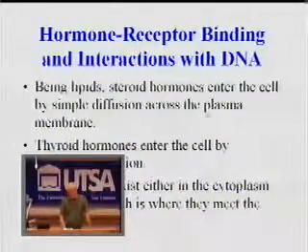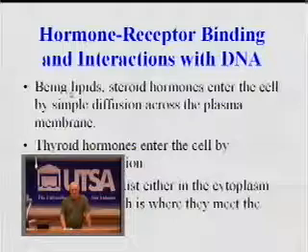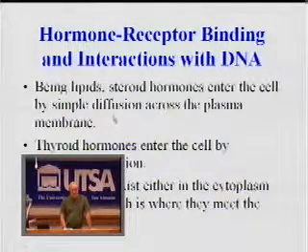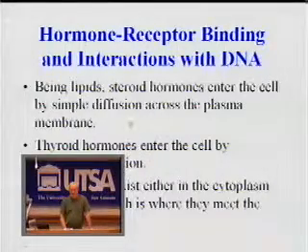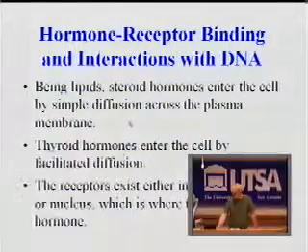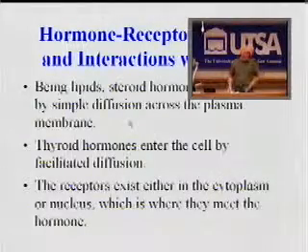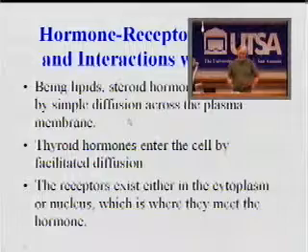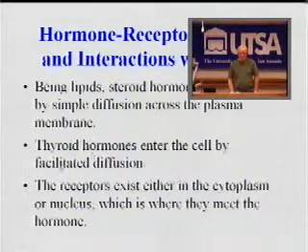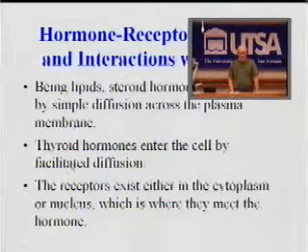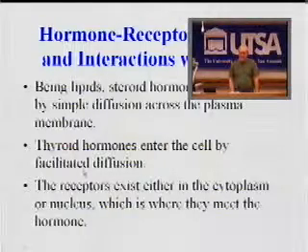So the binding and the interaction with the DNA. Obviously steroids are lipids. They enter the cell by simple diffusion. They're in there bouncing around, diffusing around. They bump into the C-terminal end of their cognate receptor and bind to it. It's ligated. Then something can happen. I said the thyroid hormones enter through facilitated diffusion, but still they gain access to the inside of the cell.